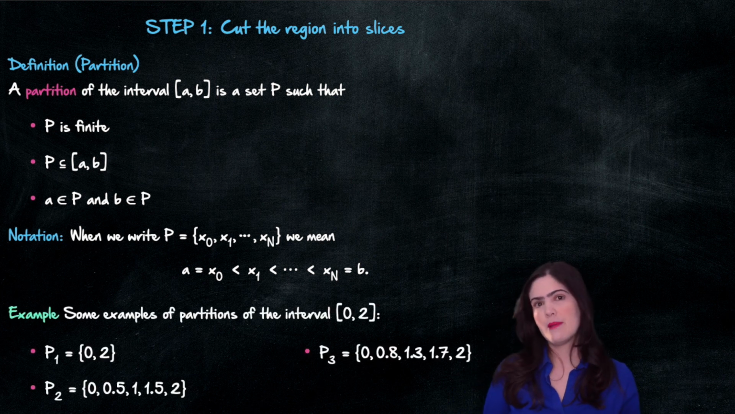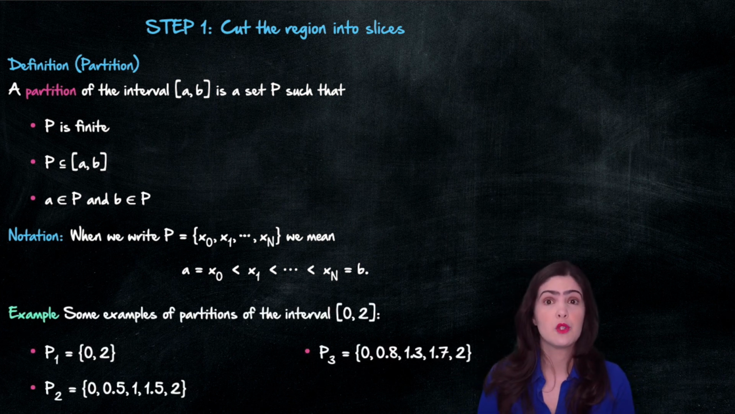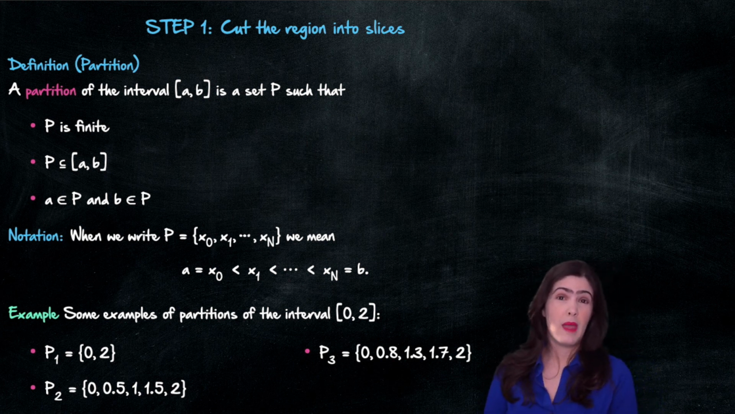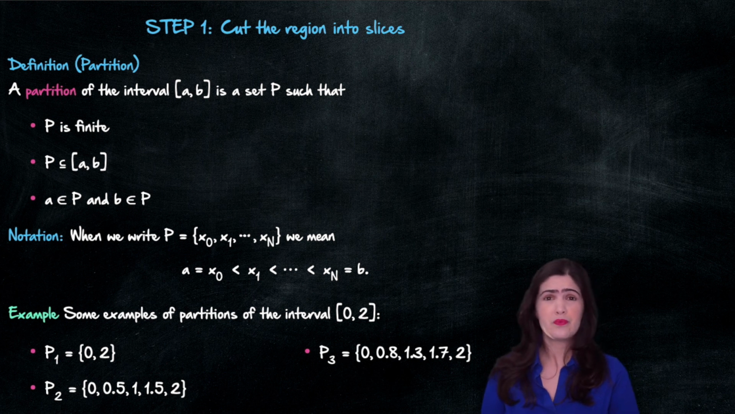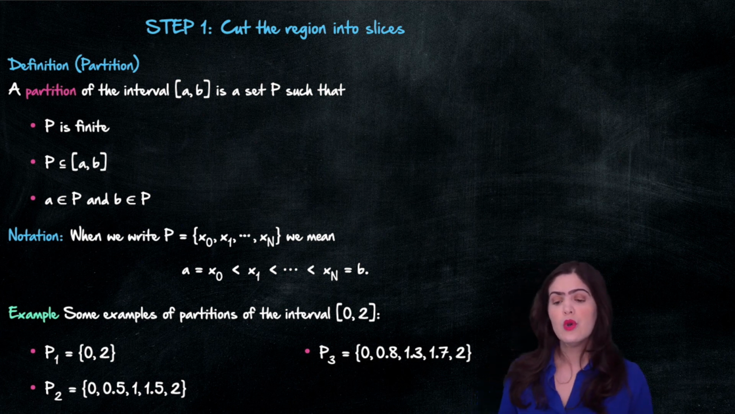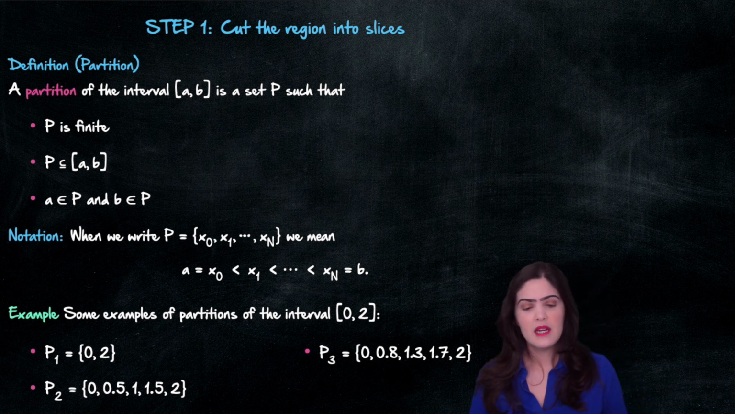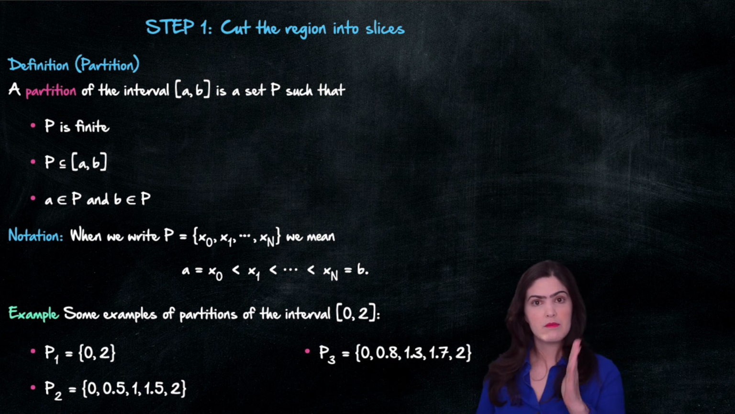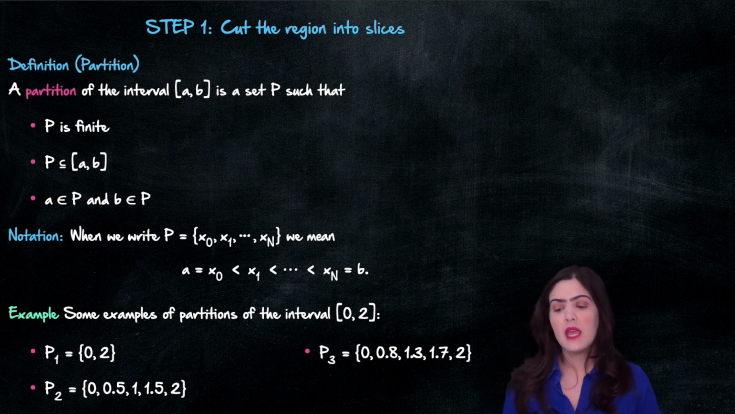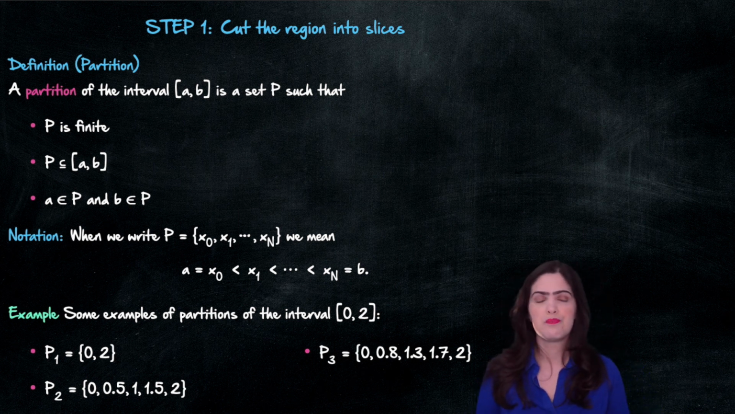And here I'm giving you some examples of partitions of the interval [0, 2]. So the most boring partition ever is the one that only contains the endpoints 0 and 2. But then we can have this one that gives points 0, 0.5, 1, 1.5, and 2. They don't have to be regular. Here we had the points spaced out every 0.5 unit, but it doesn't have to be. Like, for example, P3 is 0, 0.8, 1.3, 1.7, and 2.